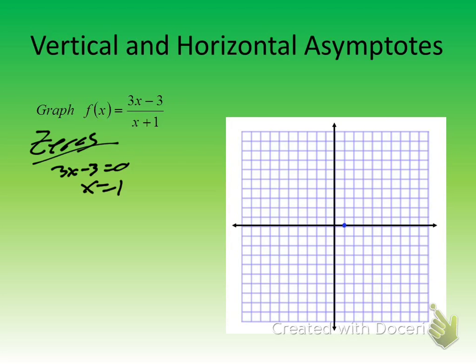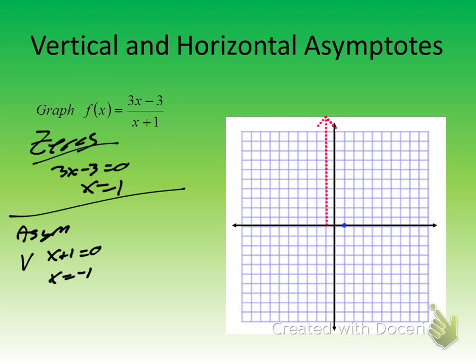Now, asymptotes. You get your vertical from your denominator, so x plus 1 equals 0, which means you have a vertical asymptote at x equals negative 1. So it's right there.